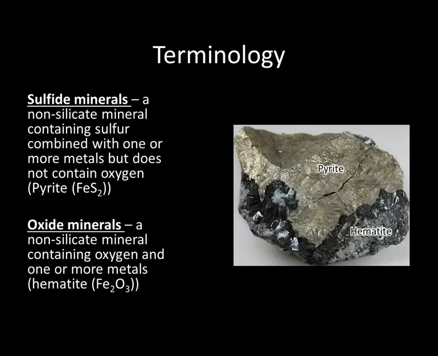Metallic ores can be sulfides or oxides. A sulfide mineral is a non-silicate mineral containing sulfur combined with one or more metals, but does not contain oxygen. An oxide mineral is a non-silicate mineral containing oxygen combined with one or more metals. Pyrite is made up of iron and sulfur, FeS2.